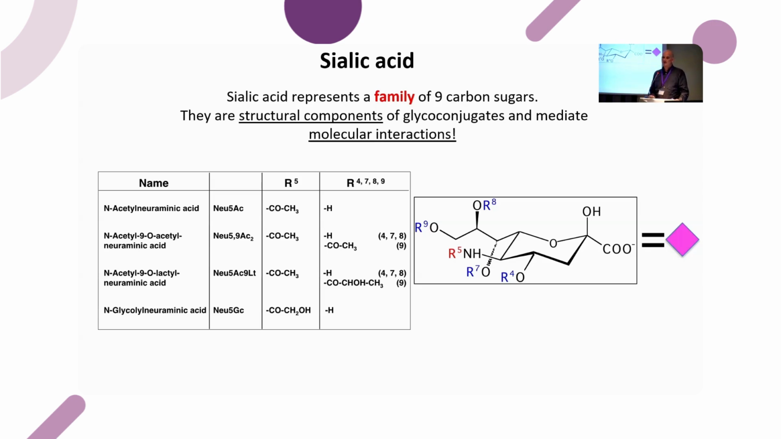Sialic acid is not one sugar, it's a family of sugars. What you see here, there are more than 50 members of the sialic acid family in nature. Fortunately, they are not all present in our body. In humans, the major sialic acid is N-acetylneuraminic acid. You see here the formula. And in most mammals and other animals, we find the major sialic acid, which is N-glycolylneuraminic acid. I will come to this in a minute.